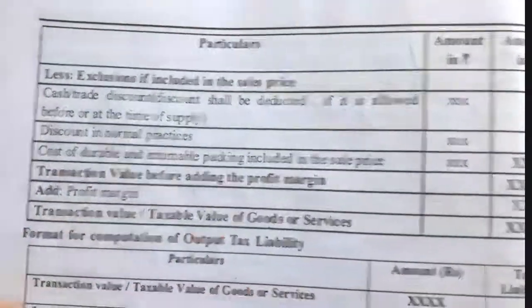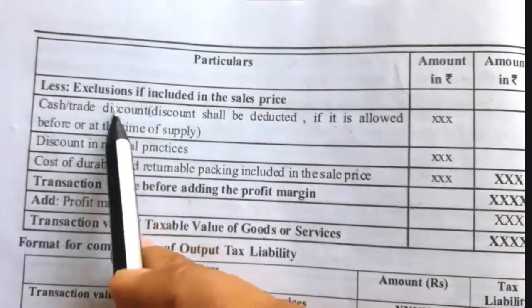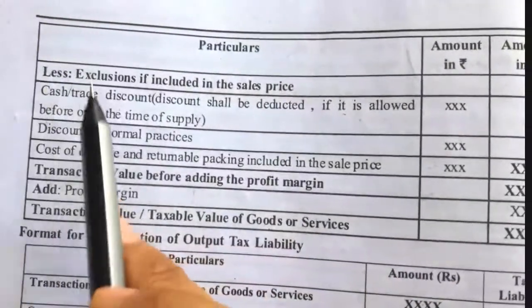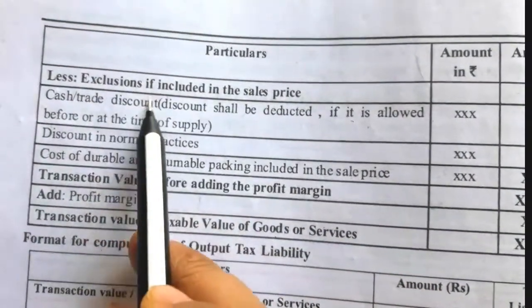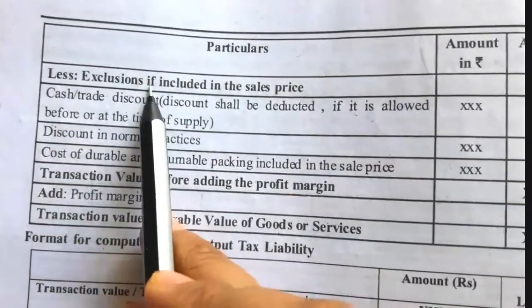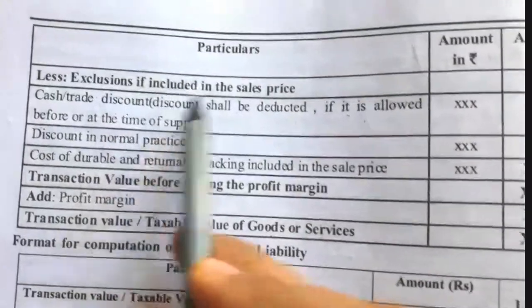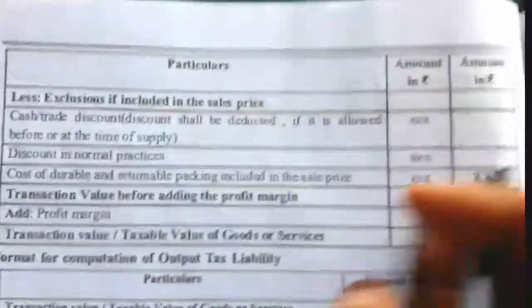Next, from that value we have to deduct some of the exclusions if included in the selling price. So if any expenses included in the selling price are disallowed, we have to exclude them. So some of the exclusions or disallowed items, if included in the selling price, then we have to deduct. So that should not be included for calculating the GST.